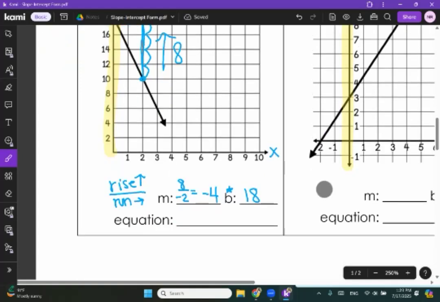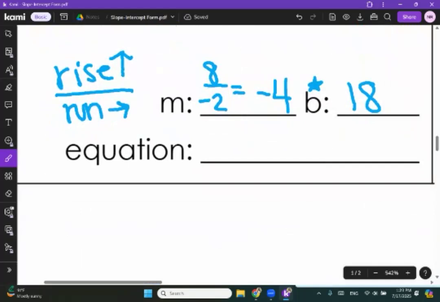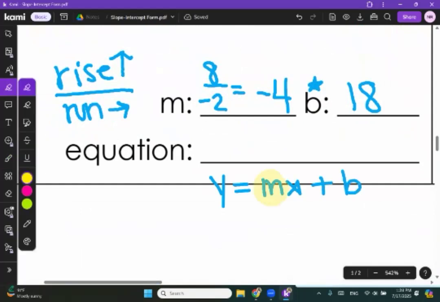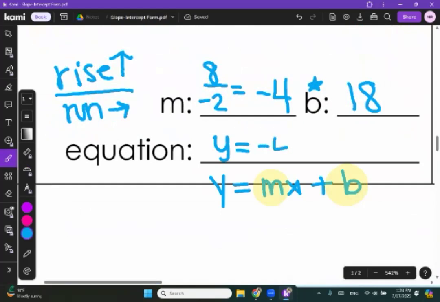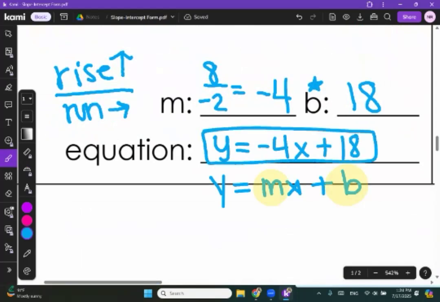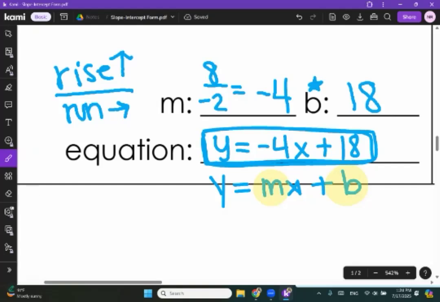Now to write the equation, you want to write the equation in slope-intercept form, where the only numbers that will be substituted are here and here, okay? Substituted means replacing. So I'm going to replace m with the negative 4. I don't replace the x, and I replace b with the 18, but the 18 is positive, so we connect it with the plus sign. And there's the equation of this line. y is equal to negative 4x plus 18. All of this information found from the graph.